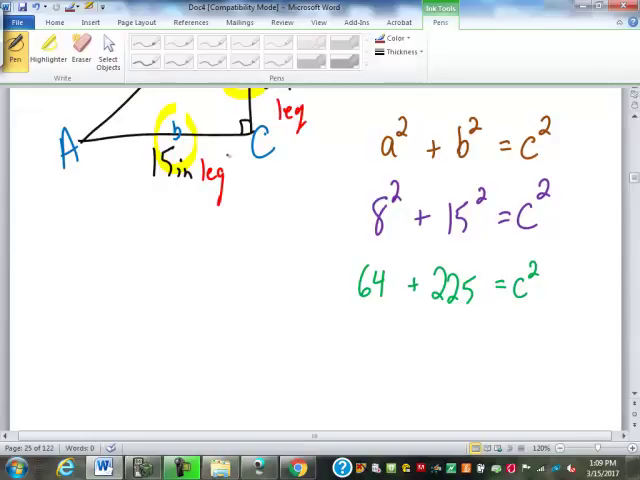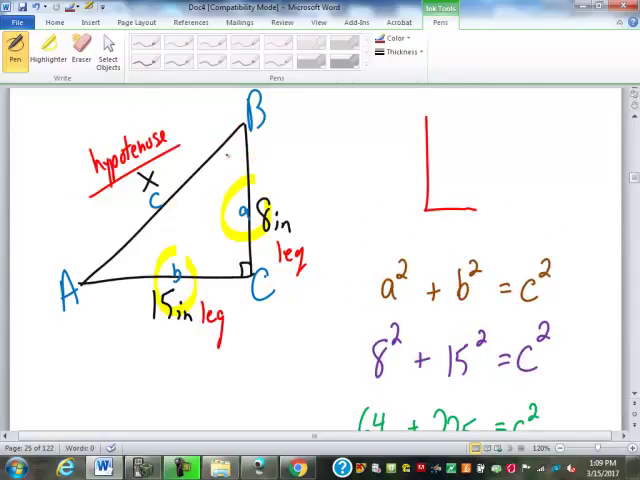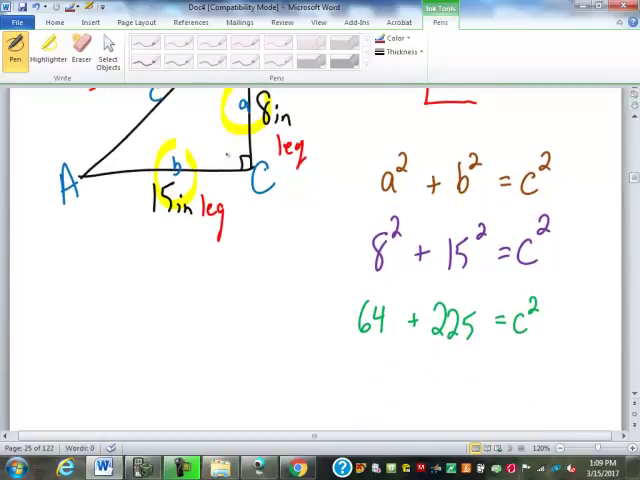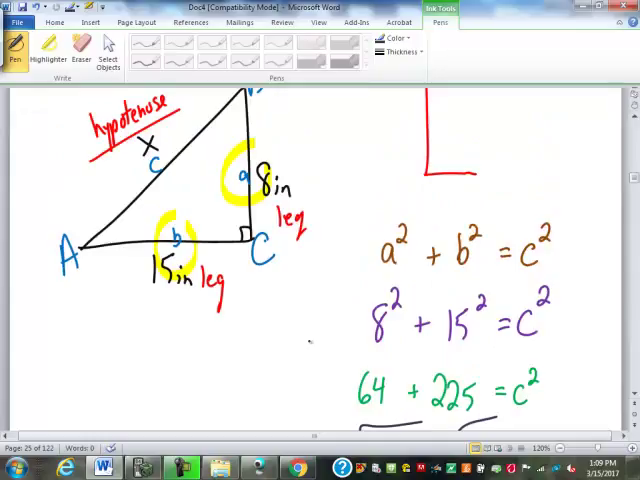No, it's only a hypotenuse if it's a right triangle. Sure. Okay. You bet. So then 64 plus 225 is 289 equals C squared. To solve for C, I've got to take a square root. So C here is going to be 17. And of course, the units will be the same as the other units. So that's 17 inches.